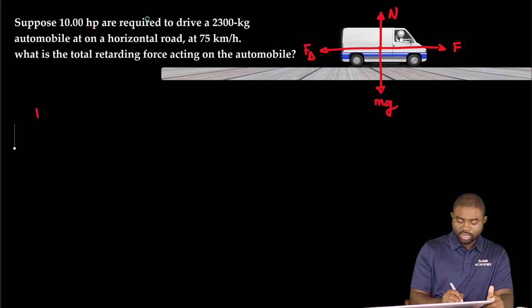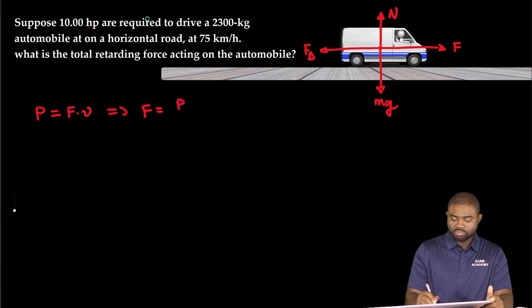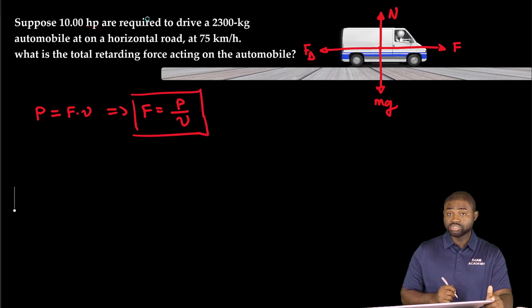Bear with me that the power delivered by the engine of the car to the wheel is equal to the traction force multiplied by the velocity. This means that F is equal to P all divided by V. This expression gives us the traction force pulling the car forward.